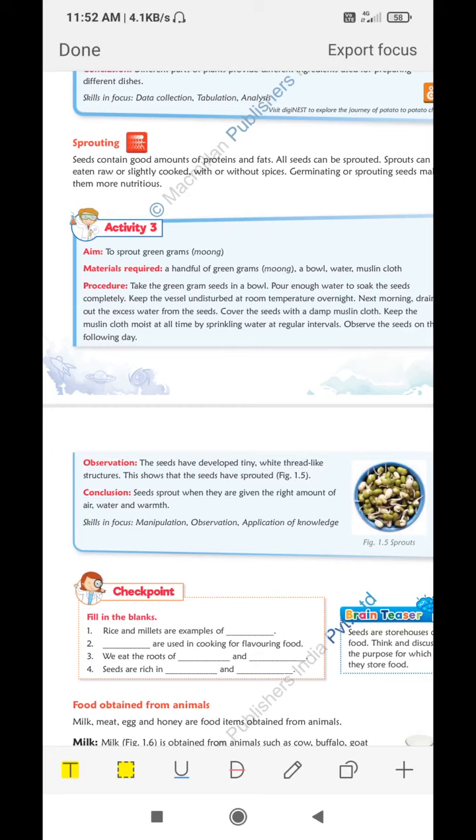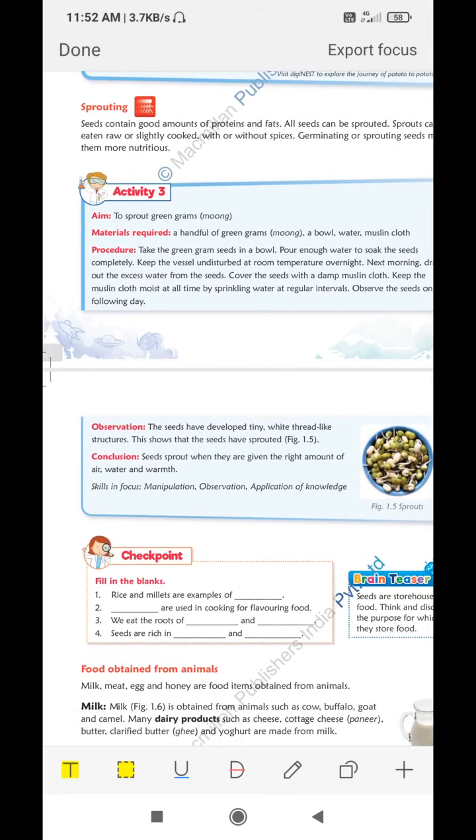Sprouts can be eaten directly, or else you can slightly cook them and eat. So sprouted items have the most nutrients. Most probably proteins and fats, they have more nutrients, so we have to eat sprouted seeds.